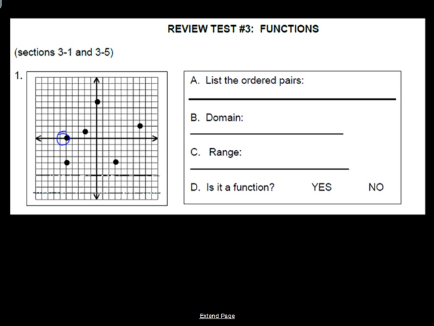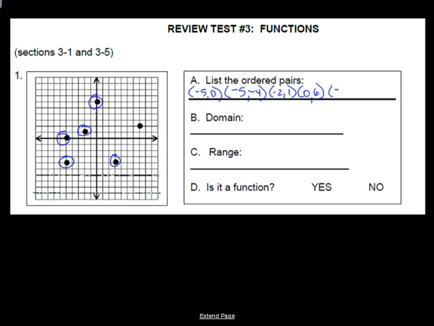I always like to start from left to right, and circle them as I go so I can keep track of which ordered pairs I have. First one I have is negative 5, 0. Next one is negative 5, negative 4. Next I have negative 2, 1. I have 0, 6.